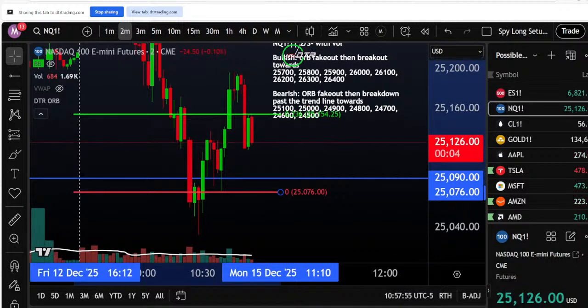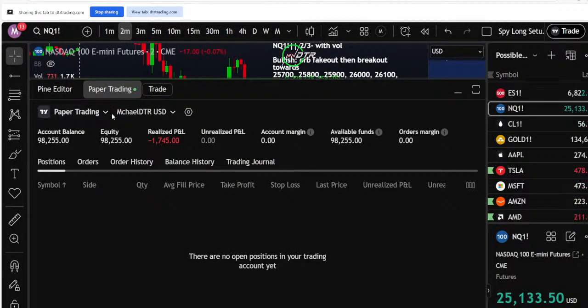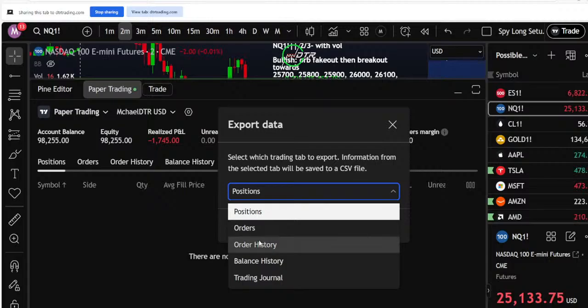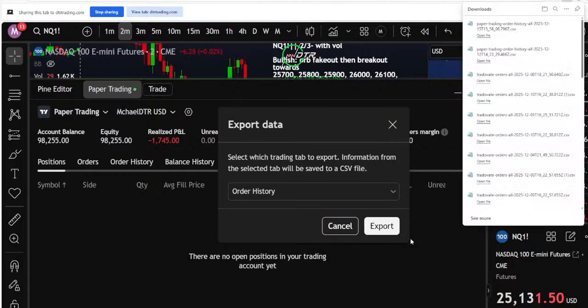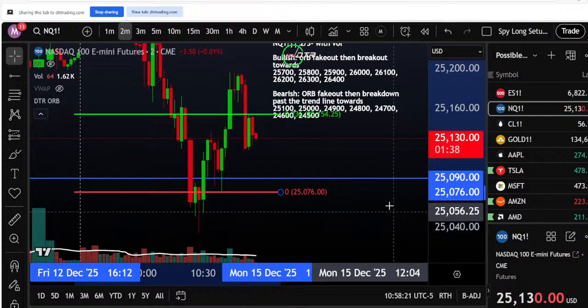So if I were to open up paper trading here, you go to export data, order history, or orders export, and then it gives you that file. That's literally all it is. It's not difficult, guys. Really not difficult.